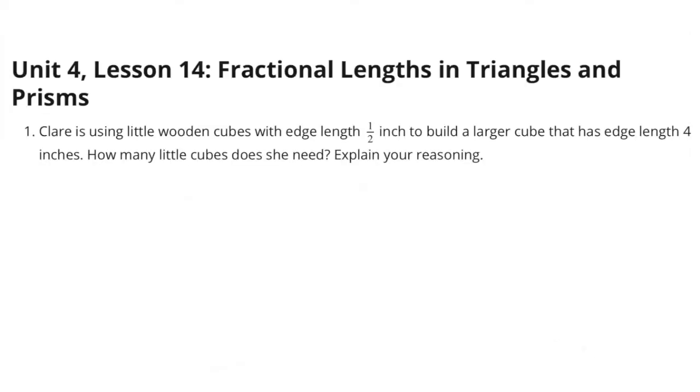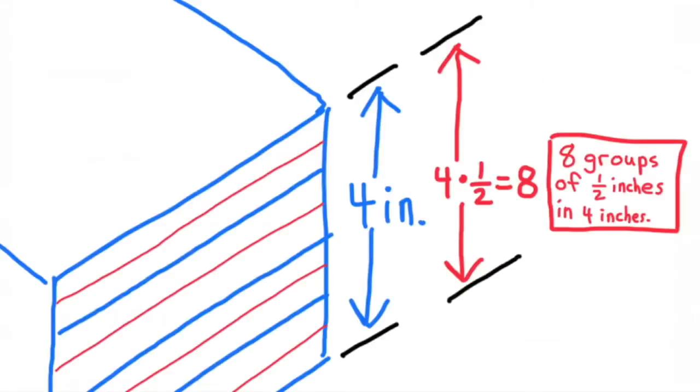Number 1. Claire is using little wooden cubes with edge length 1/2 inch to build a larger cube that has edge length 4 inches. How many little cubes does she need? Explain your reasoning. This drawing represents an edge length of 4 inches. It has markings every 1/2 inch.